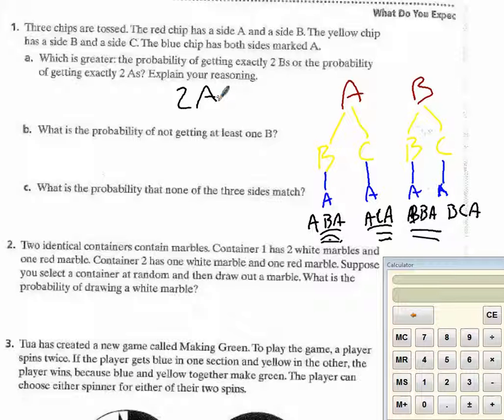What is the probability of not getting at least 1 B? So not getting at least 1 B. So that means I get no B's, right? Well, this one has no B's. Actually, it's the only one with no B's, so I have a 1/4 chance of that.